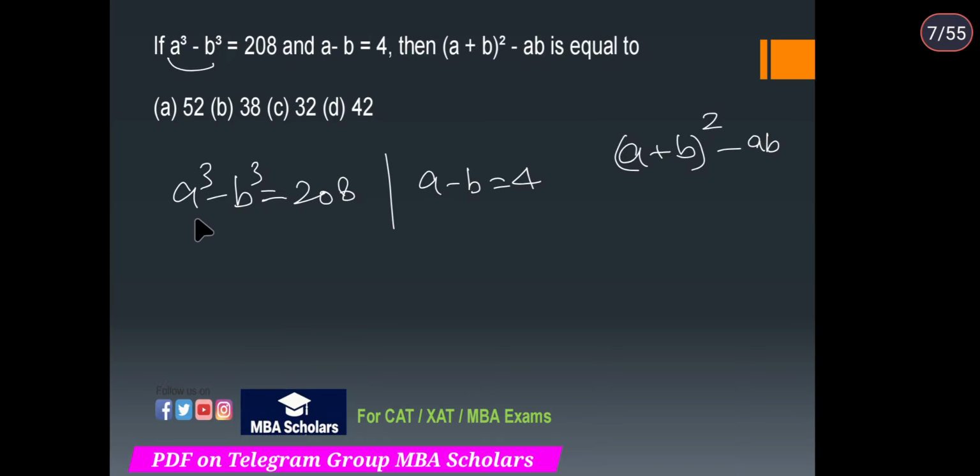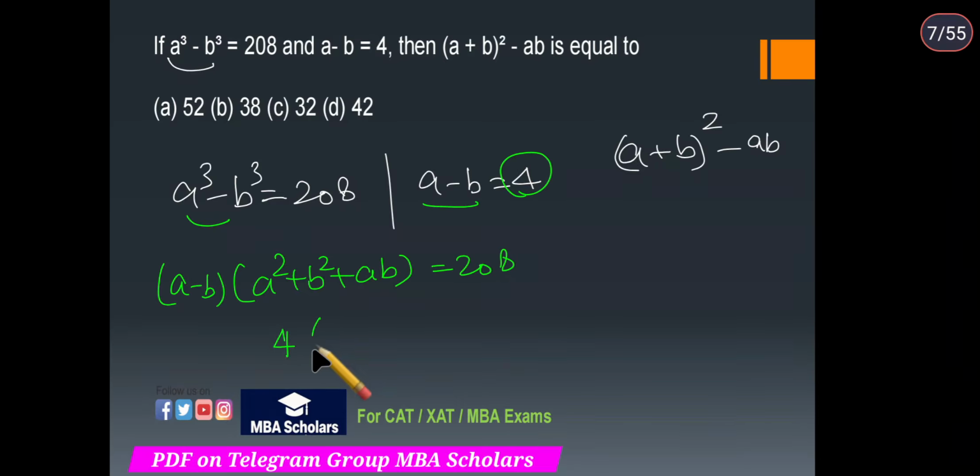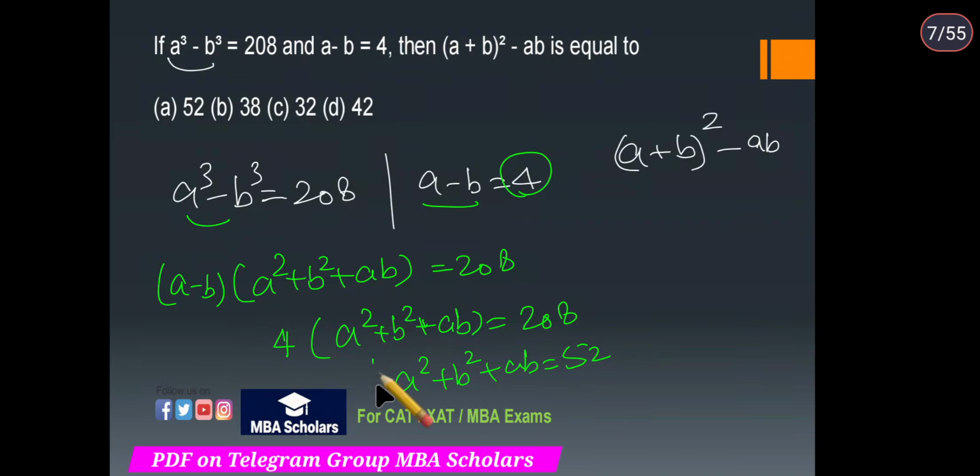But if you remember a cube minus b cube, it is nothing but (a minus b) times (a square plus b square plus ab). This is 208, and a minus b is 4, so this is 4 times (a square plus b square plus ab), which is 208. So I can definitely say a square plus b square plus ab is 52, right?